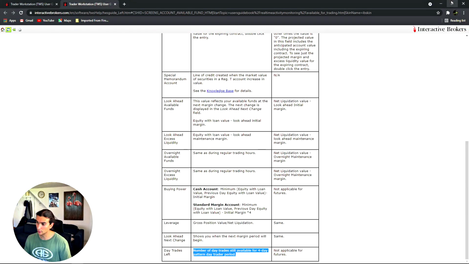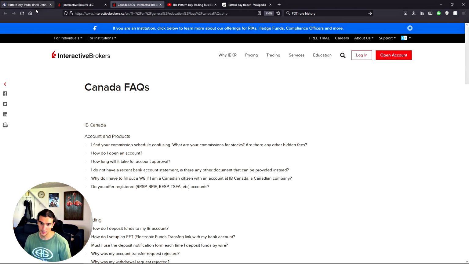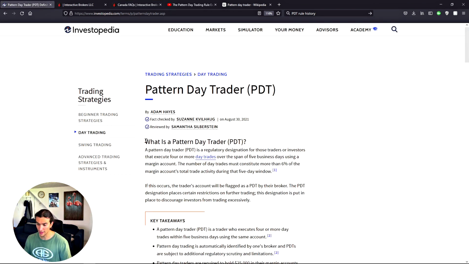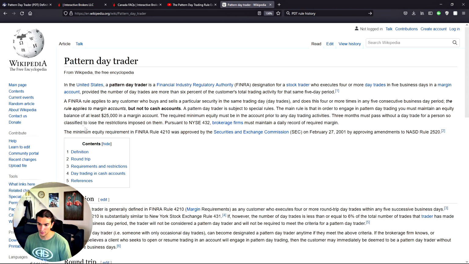So the pattern day trader rule, let's get to it right now. What is it? Basically, it's a rule that was put in place by the regulatory agency FINRA. It was put into place in the year 2001, and it just so happens that this lines up with the dot-com bubble, which is kind of interesting. Basically, it is a minimum equity requirement for opening and closing trades during the span of 5 business days.